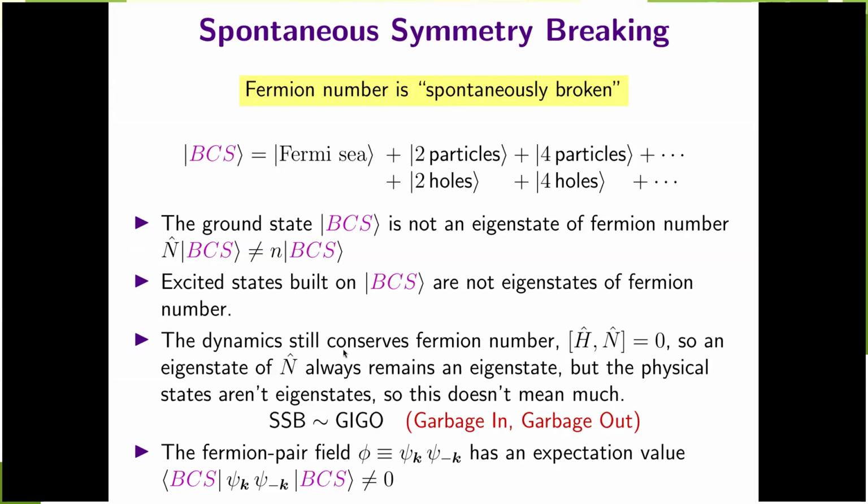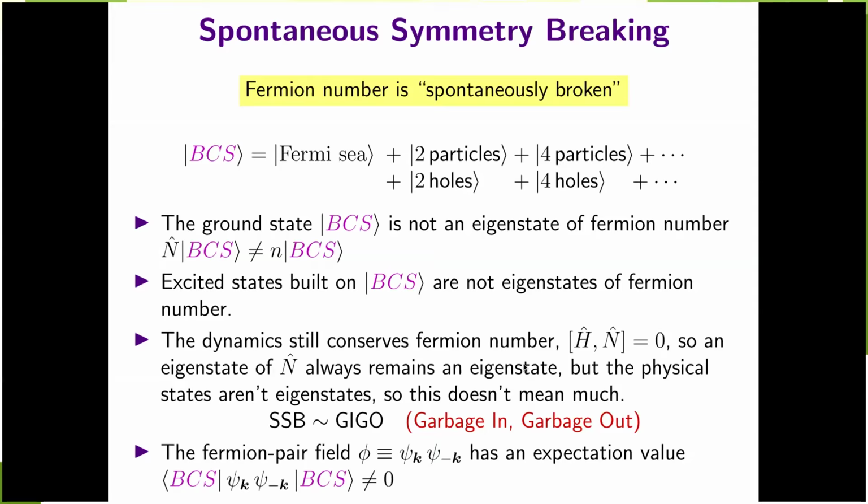But we didn't do anything to the Hamiltonian, right? The Hamiltonian conserves fermion number. Here it is: H commutes with N. The Hamiltonian commutes with the fermion number operator. So the dynamics doesn't know that we did anything. The dynamics still conserves fermion number. So the dynamics still says, you give me a state with 300 fermions, and I will evolve it forward in time, but it will always be a state with 300 fermions. That's what the Hamiltonian is doing.